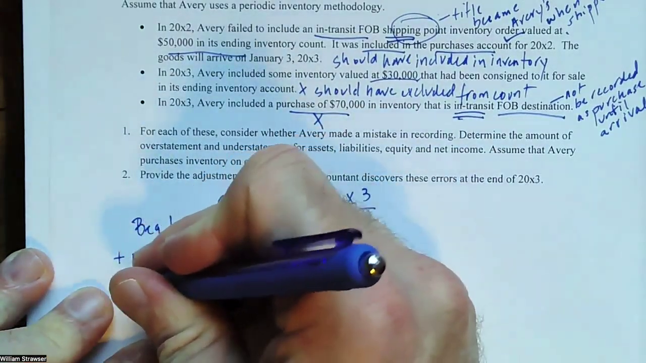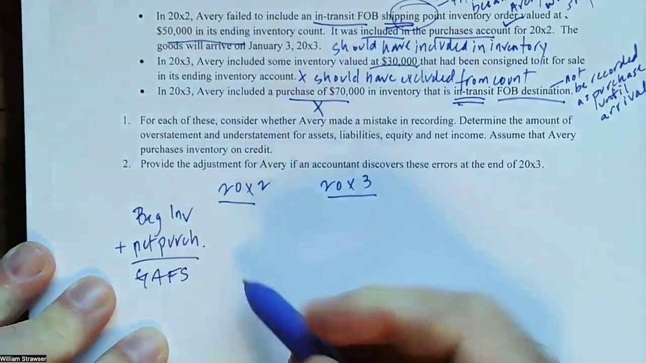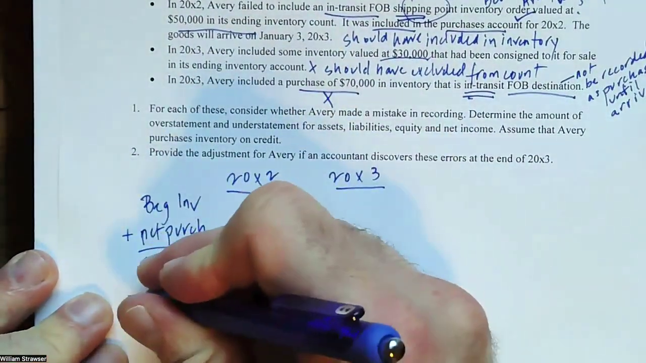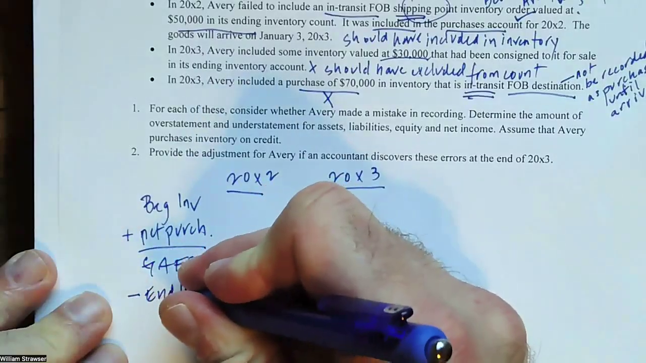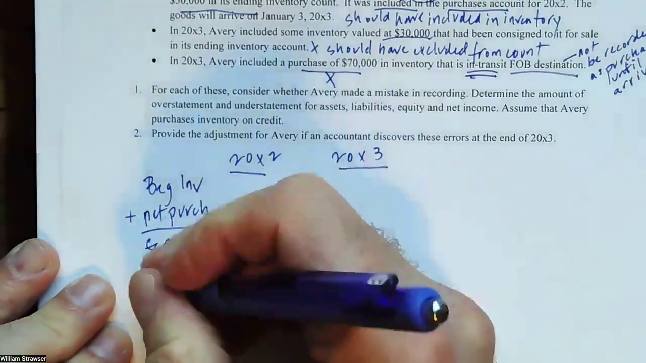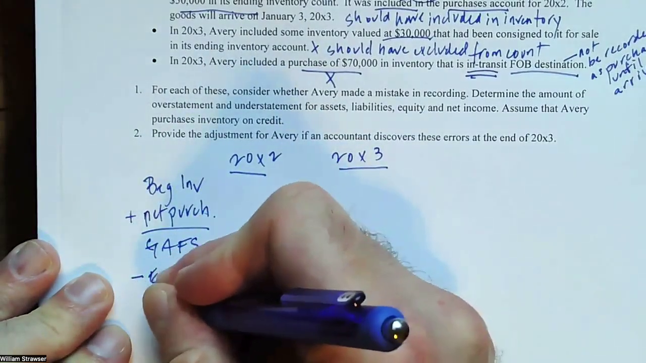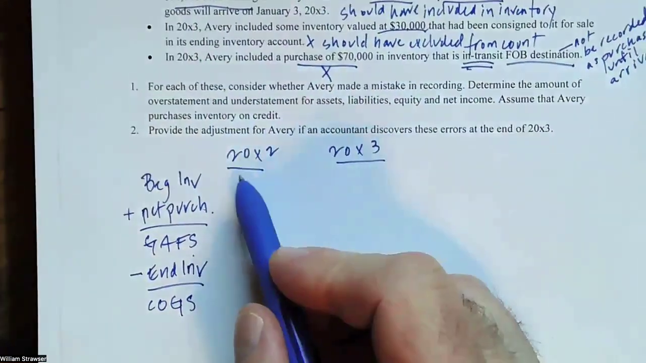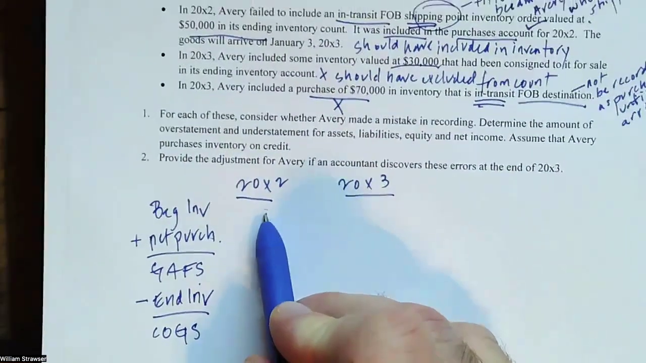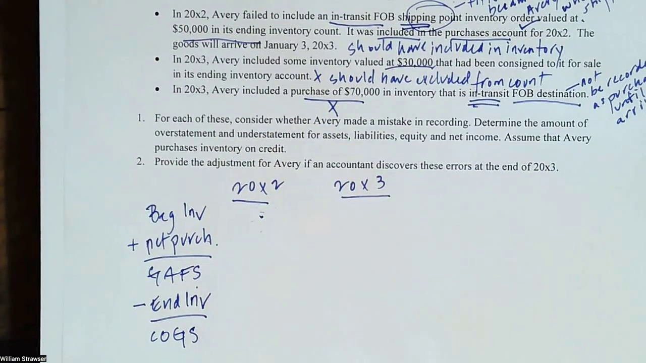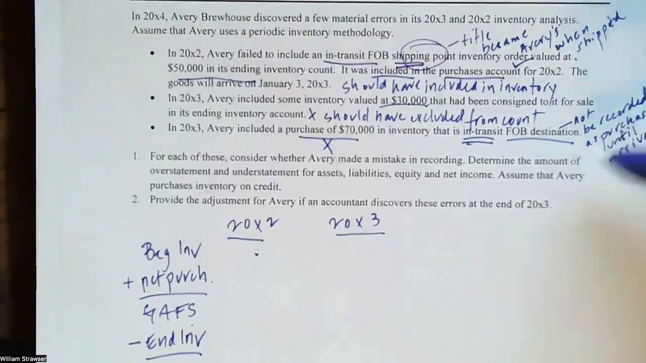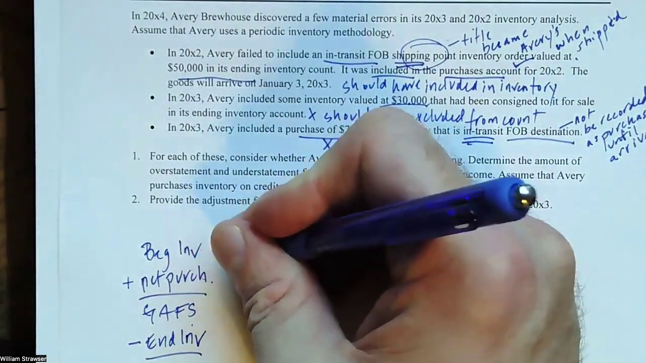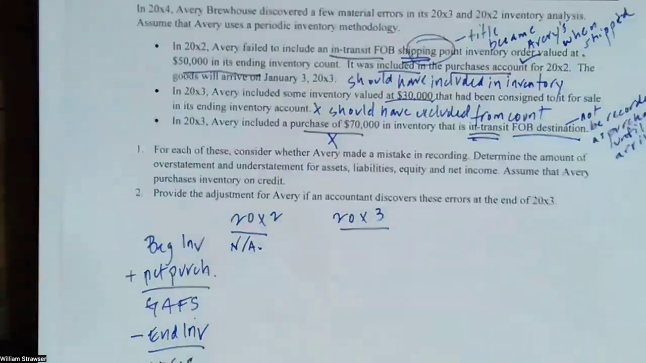We add those together to get GAFS, which will tell me the error that one or both of these put into GAFS. We subtract ending inventory under a periodic system. And remember, that's what we calculate first to find cost of goods sold. So it's just simply the inventory equation. Now, beginning inventory does not have an error unless it carried forward from the prior period. We have no information about 20x1, so we have no ability to determine whether there's an error in that. So that's just not there.